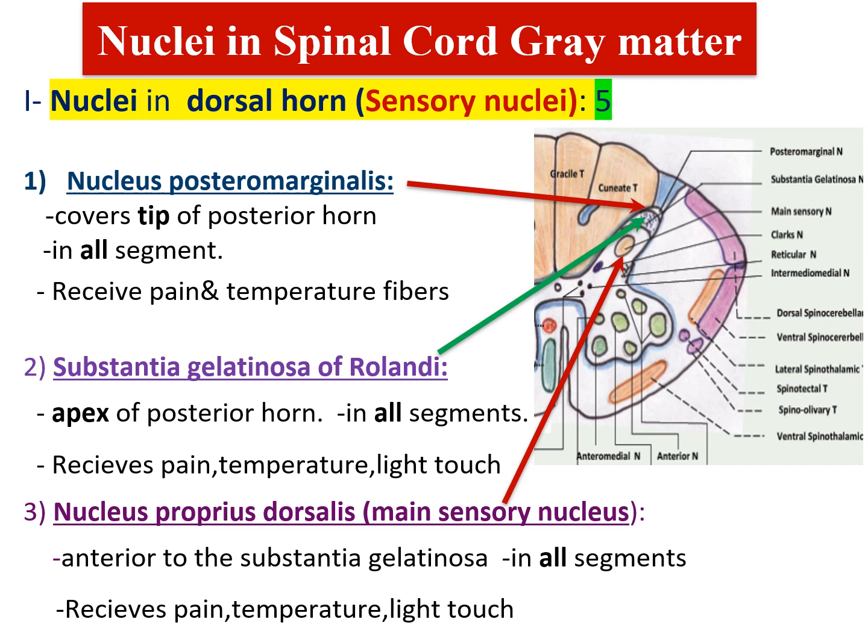The second nucleus is called substantia gelatinosa of Rolando. It is present in the apex of the posterior horn. This is number 1, you must know. Number 2, it is present in all segments. Number 3, it receives pain, temperature, and light touch. What about the third one? It is called nucleus proprius dorsalis, or main sensory nucleus. The main sensory nucleus is present anterior to the substantia gelatinosa, and I can find it in all segments. It also receives pain, temperature, and light touch.